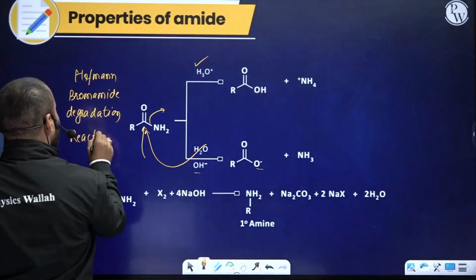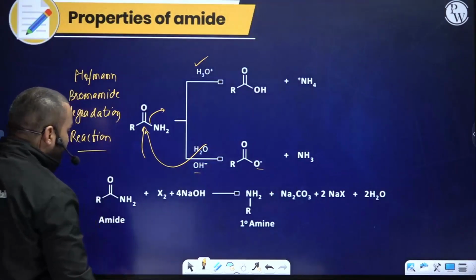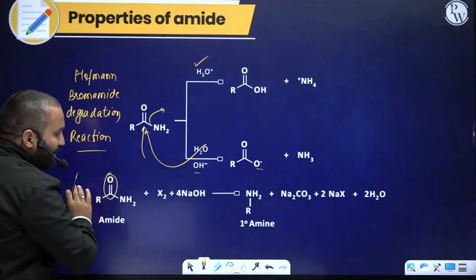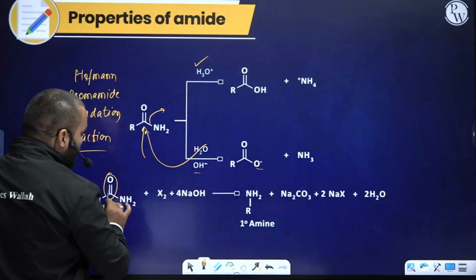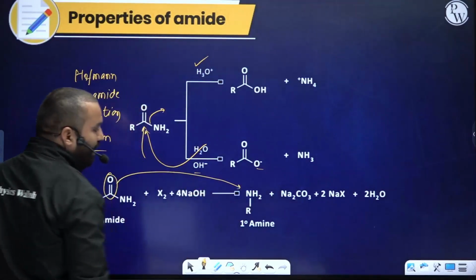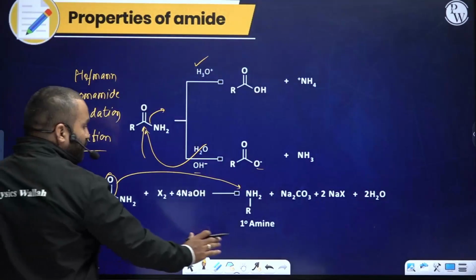Hofmann bromamide degradation reaction. Why degradation? Because the amide seems to be degrading. Is there any C double bond O present here in the molecule? No. So amides are converted to amines. Amides are converted to amines.